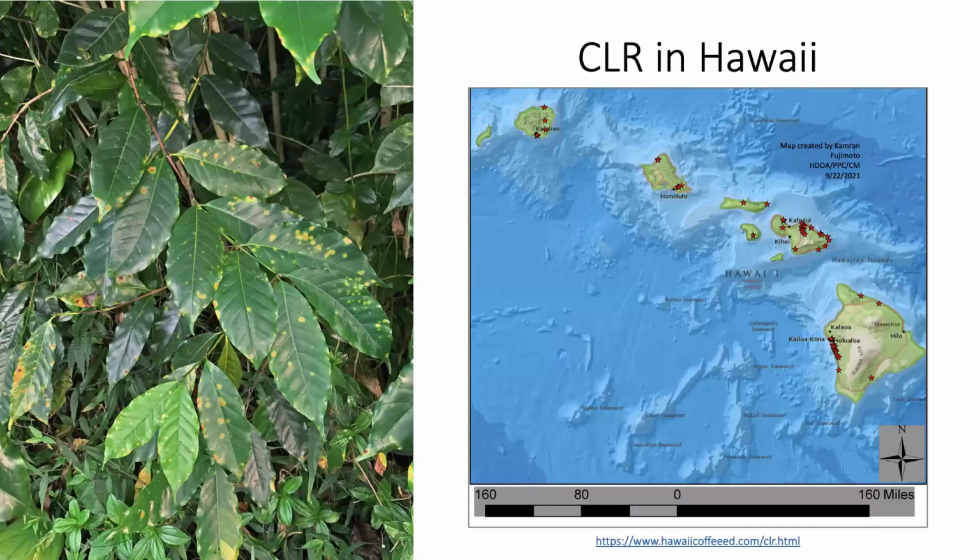Coffee leaf rust, or CLR, is known as the world's most damaging and devastating disease of coffee. It was first found on Maui in late October 2020, then in Kona, and just a year later has spread to all coffee-producing islands. This pathogen cannot be eradicated once established and is easily spread by wind and physical transfer.